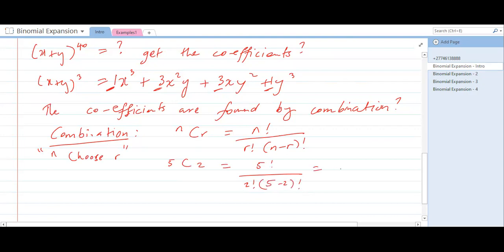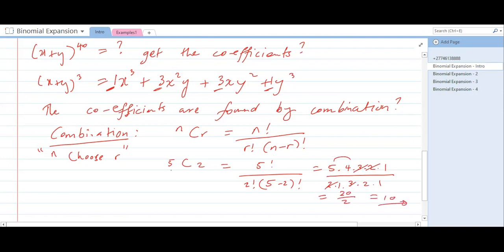5 factorial is 5 times 4 times 3 times 2 times 1. So basically a factorial is the product of descending natural numbers. Natural numbers obviously start from 1. So 5 times 4 times 3 times 2 times 1. 2 factorial is 2 times 1. And then 5 minus 2 factorial, which is 3 factorial, is 3 times 2 times 1. So I can take out a 2 and a 2, a 3 and a 3. I can cancel them out. So what I'm left with is 5 times 4, which is 20, divided by 2, which is equal to 10.